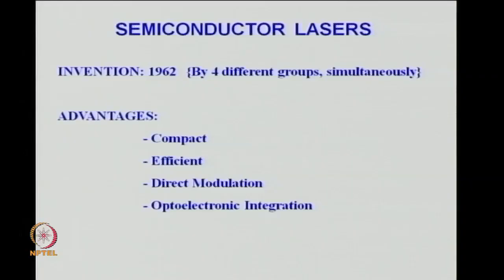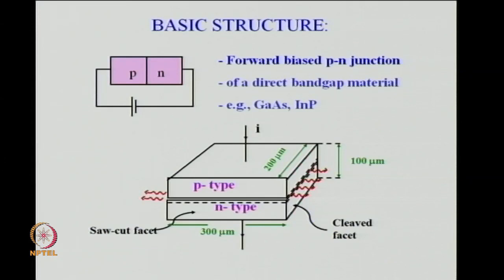The basic structure of a semiconductor laser is, as we have discussed in detail, a forward biased p-n junction made of a direct band gap material such as gallium arsenide or indium phosphide. But I would like you to see this structure here, what is shown with the typical dimensions. This is the length dimension, and this is the width dimension. Typically 300 micron here, width is about 200 micron and thickness of the substrate is approximately of the order of 100 micron. It has two cleaved facets.